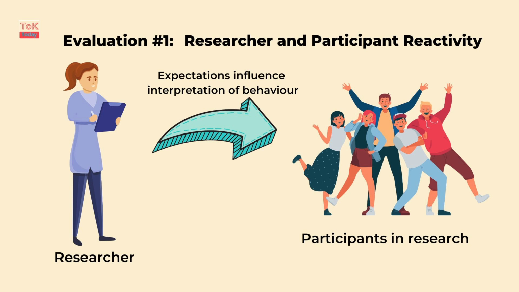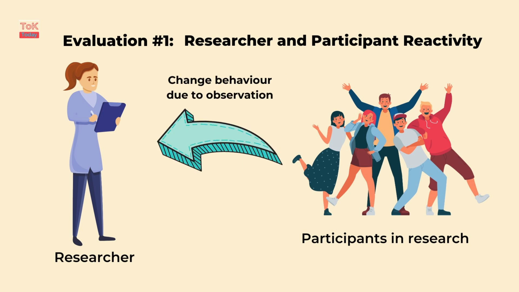First up, let's talk about the problems of researcher and participant reactivity. This is a major challenge in the human sciences. Researcher reactivity happens when the researcher's expectations or behaviours influence the outcome of a study, introducing bias and undermining the study's reliability and validity. On the other hand, participant reactivity, also known as the Hawthorne effect, occurs when participants change their behaviour because they know that they're being observed, and this can skew the results, making it hard to draw accurate conclusions about human behaviours.